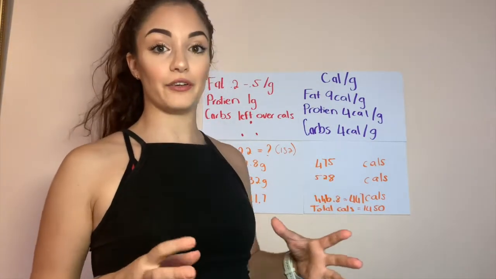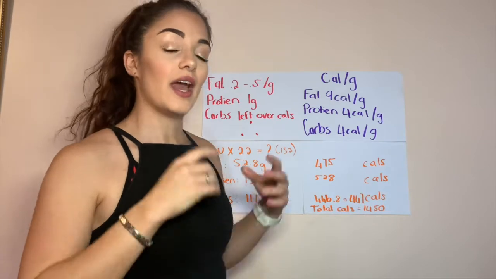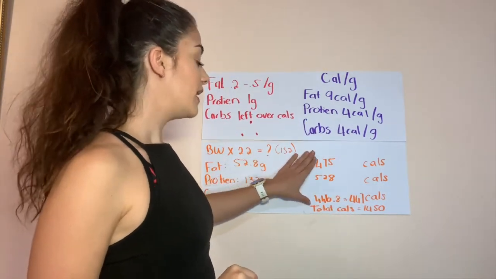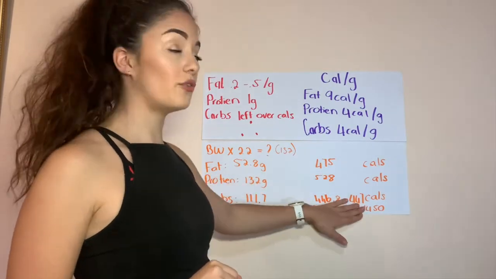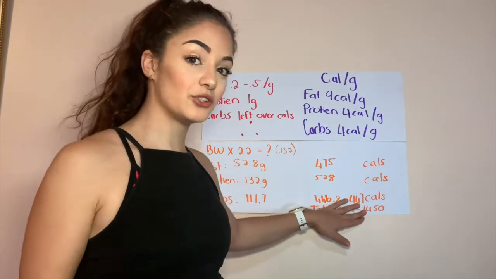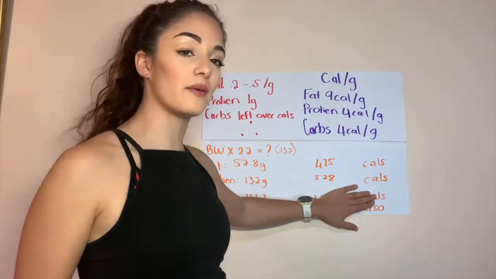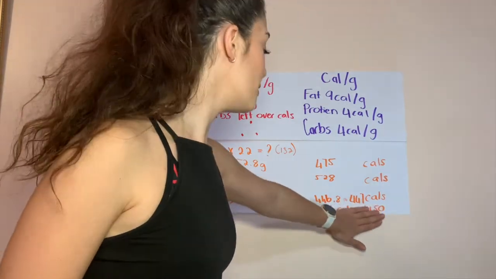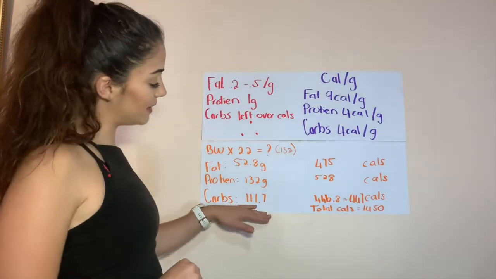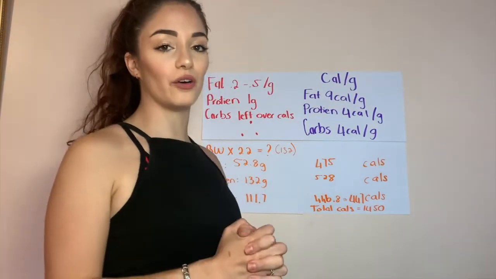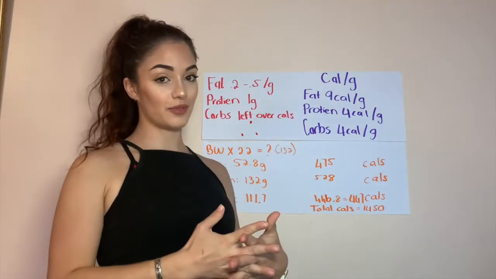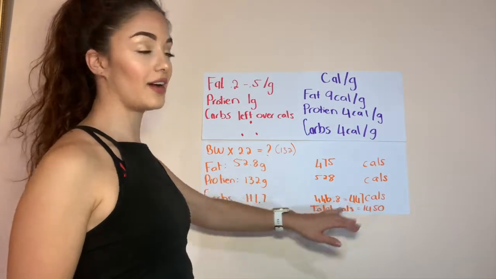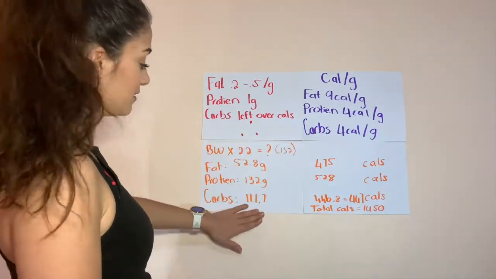Now you take your deficit calories, which is 1,450, and you minus 528, and you minus 475, and you're going to get 447 calories left over. So what you do is that becomes your carbs. So you are going to eat 447 calories of carbs, which is going to equate to 111, let's say 112 grams of carbs. And then obviously to get your grams, you're just going to take 447 divided by 4. And there you have your grams.